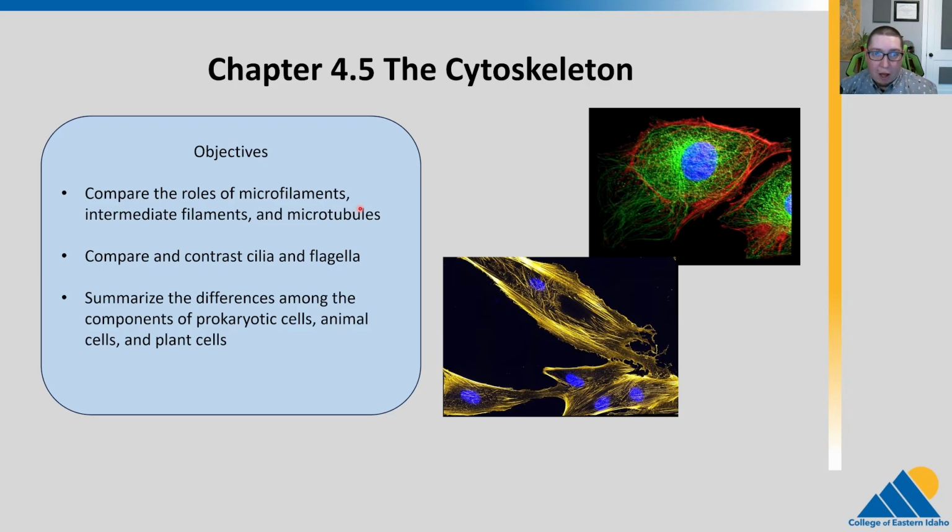Chapter 4.5 is about what we call the cytoskeleton. So cyto means cell, and skeleton, you know what skeleton means. It is a skeleton, an internal structure. So this is the cellular skeleton, basically.